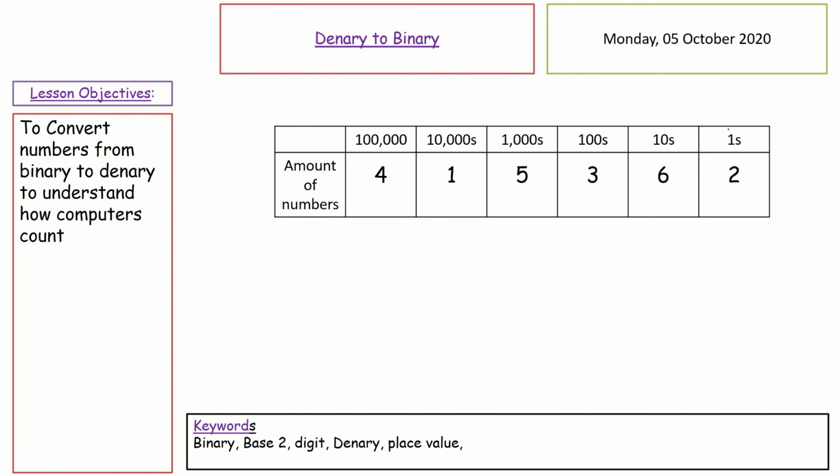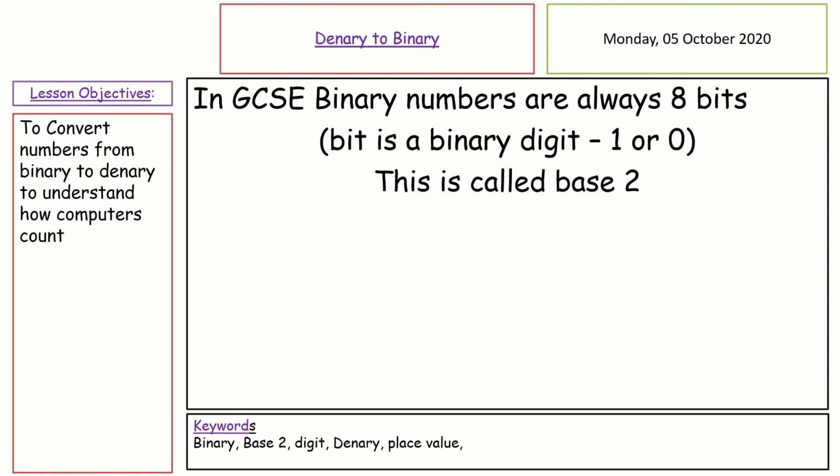We've got our ones, our tens, our hundreds, thousands, tens of thousands, and 100,000s. So we've got 415,362. And we use that to work out any number. Now, binary is very, very similar.